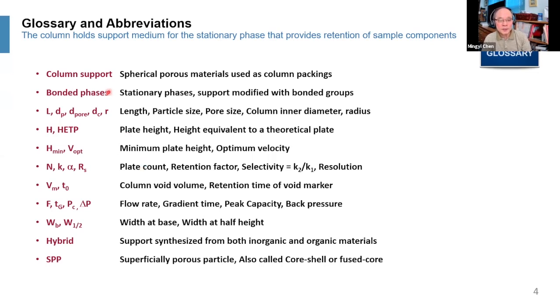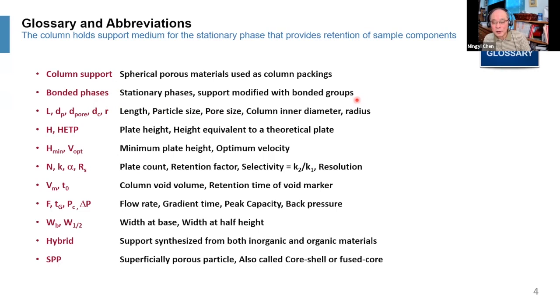Column support is the spherical porous material used in the column packing before bonding. Typically, we deal with bonded phases, which is the column support with a ligand attached to it. Most of the ligands are hydrophobic, to have very weak interaction. After the bonding, we call it the stationary phase, which is the support modified with bonded groups.